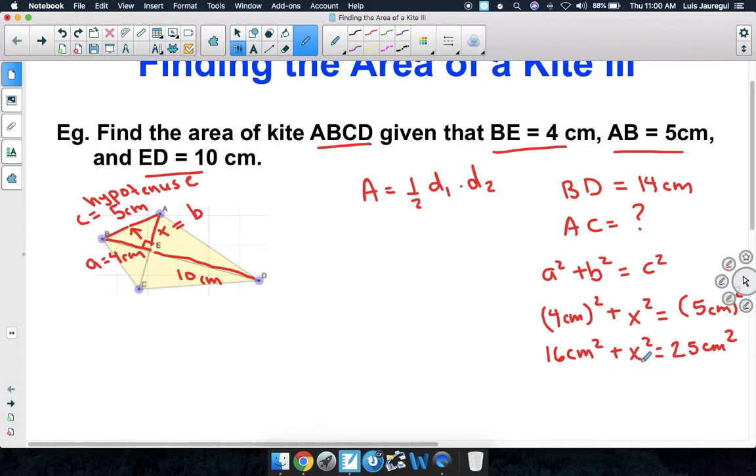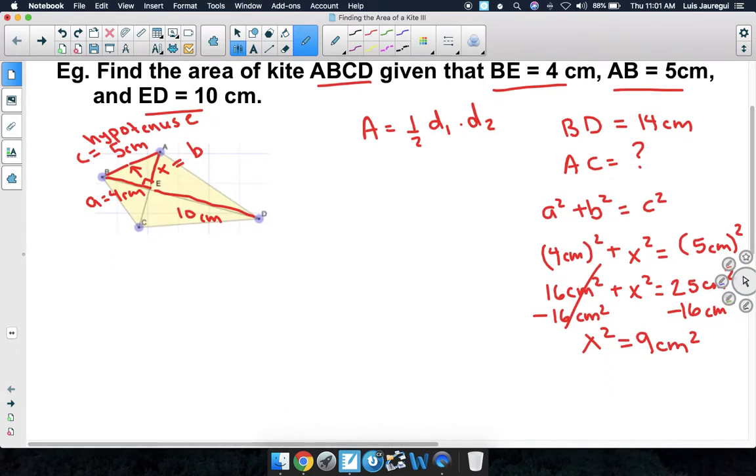Let's go ahead and solve for x. Let's subtract 16 centimeters squared from both sides of the equation. By doing so, we get 0, so we have 0 plus x squared, which is just x squared. That is equal to 25 minus 16, which is 9, and we keep the units of centimeters squared.